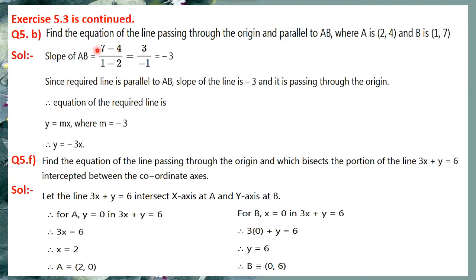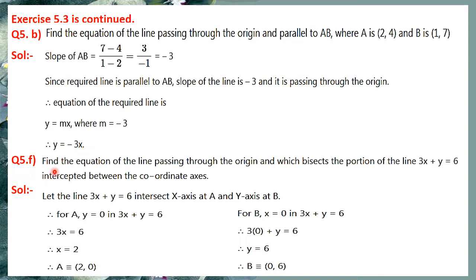So, the slope of AB is (7 minus 4) upon (1 minus 2), that is (y2 minus y1) upon (x2 minus x1), and we will get minus 3. So the slope of the required line will also be equal to minus 3. And the line is passing through the origin, so we have the equation y equals mx, where m is equal to minus 3, and y equals minus 3x is the required equation.